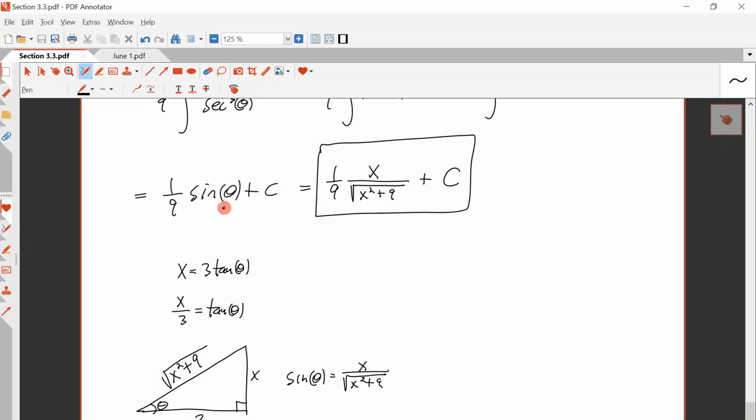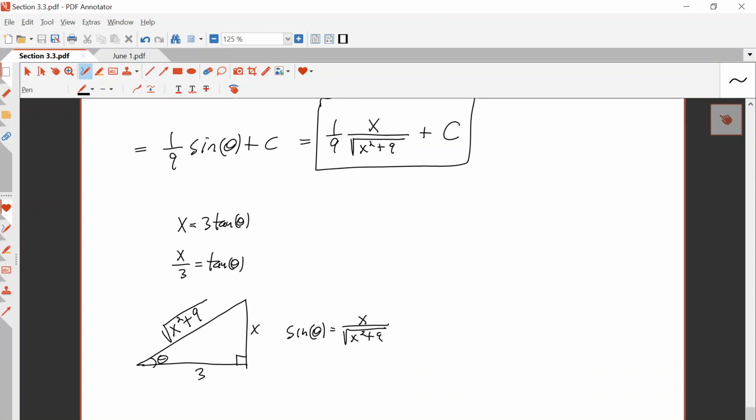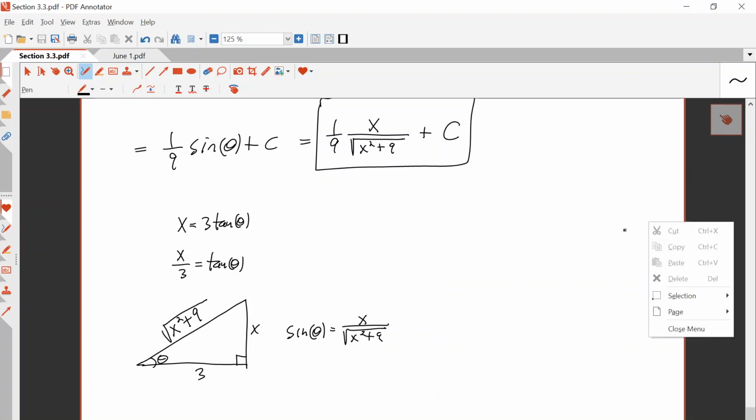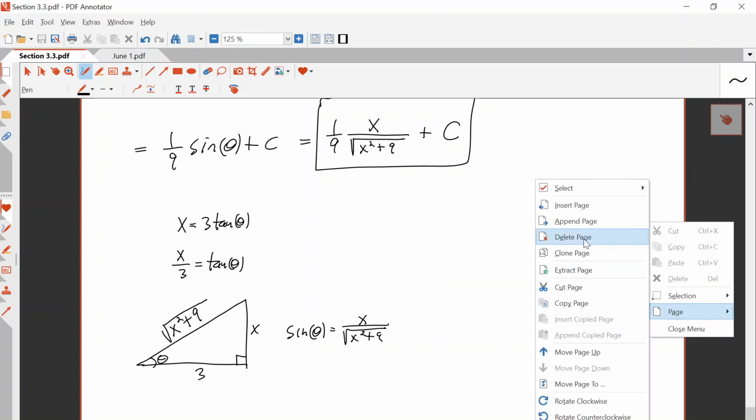And then whatever trig functions you got in your solution, you can write in terms of opposite over hypotenuse, adjacent over hypotenuse, opposite over adjacent, and so on and so forth. All right, and there's your final answer. Okay, one more problem. And this is a nice one.